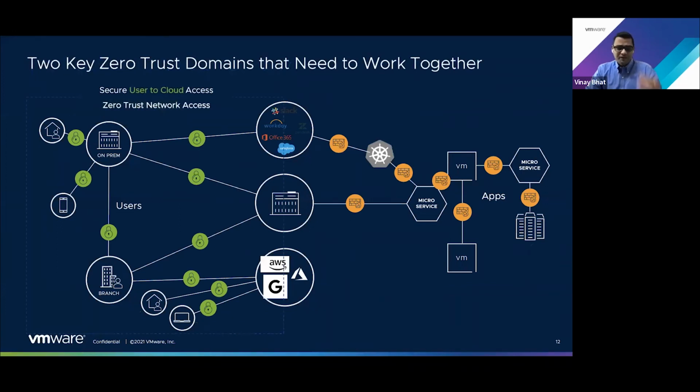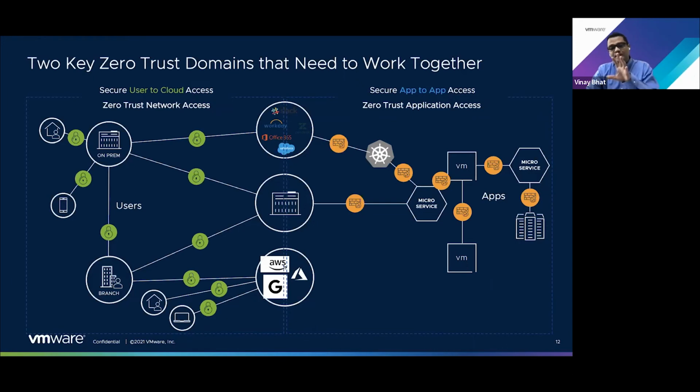And again, if I have to now break it down and help you how to achieve it, there are two key elements in this, right? One is your user to cloud access. How do you secure your user to cloud access? And you must have heard about elements like SASE and other things. They call themselves a zero trust network access, ZTNA, and so on and so forth. So one of the elements of securing your user to cloud is there.